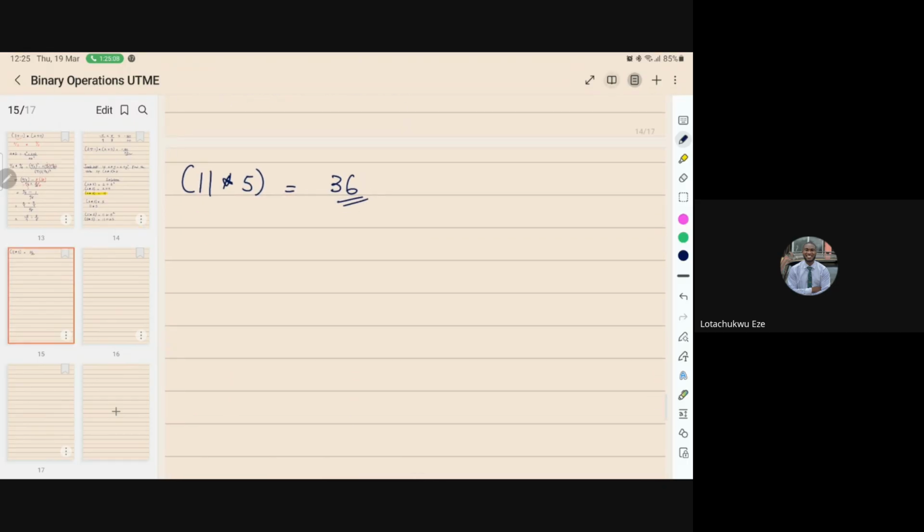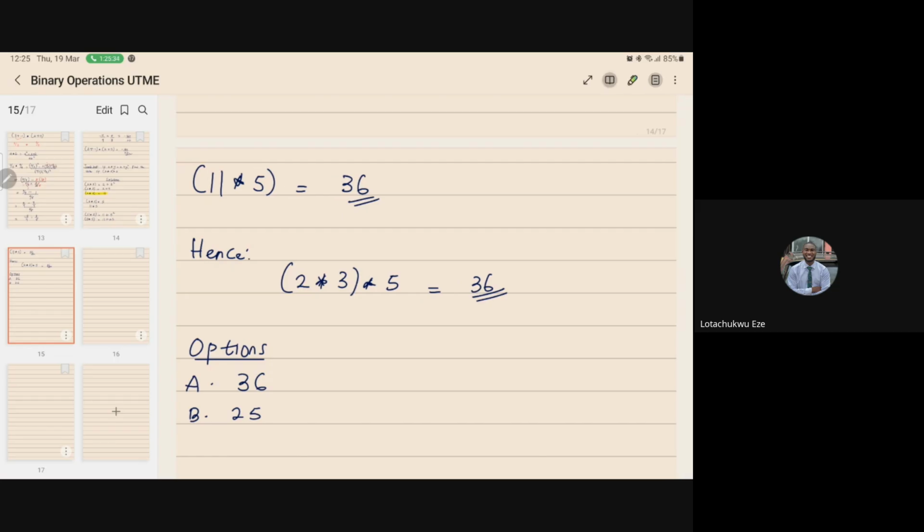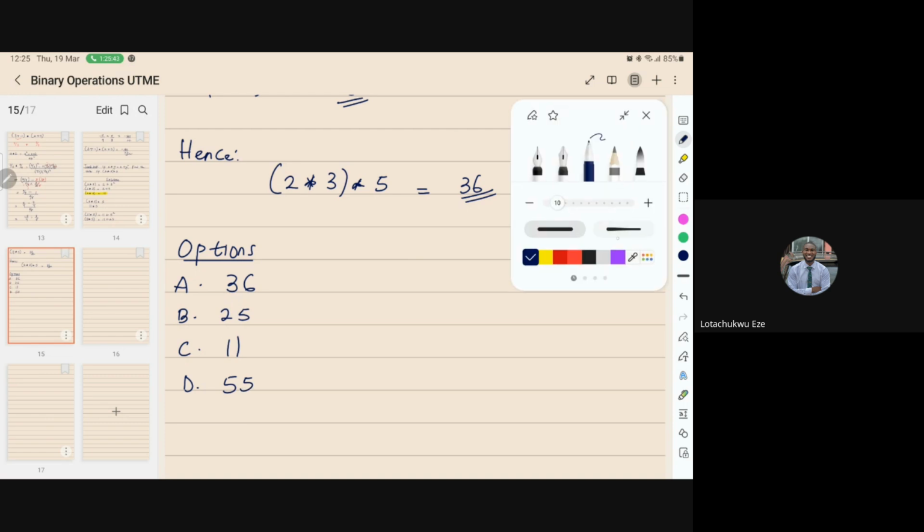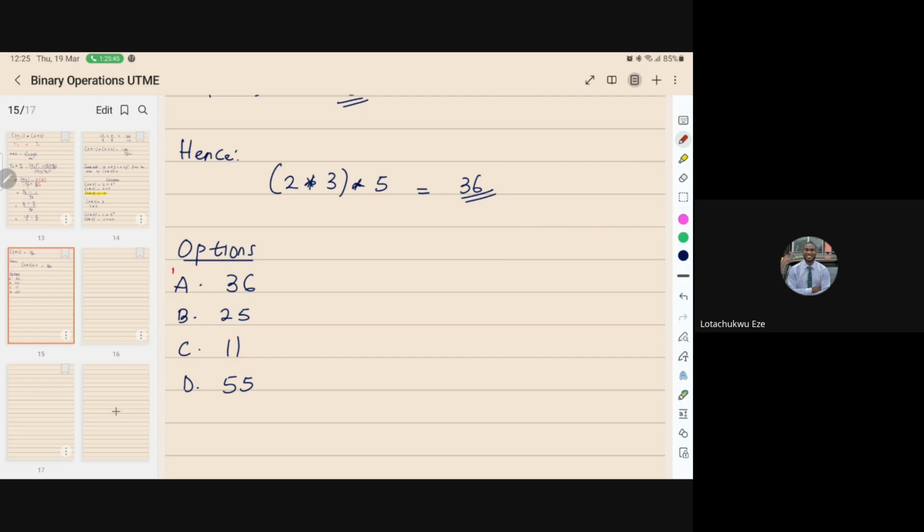So hence, it means that that particular question, 2 * 3 * 5, is equal to 36. So these are the options. They gave us A to be 36. They gave us B to be 25. They gave us C to be 11, and D to be 55. And of course, from our calculation, we have that our answer is what? Is this very one. All right.